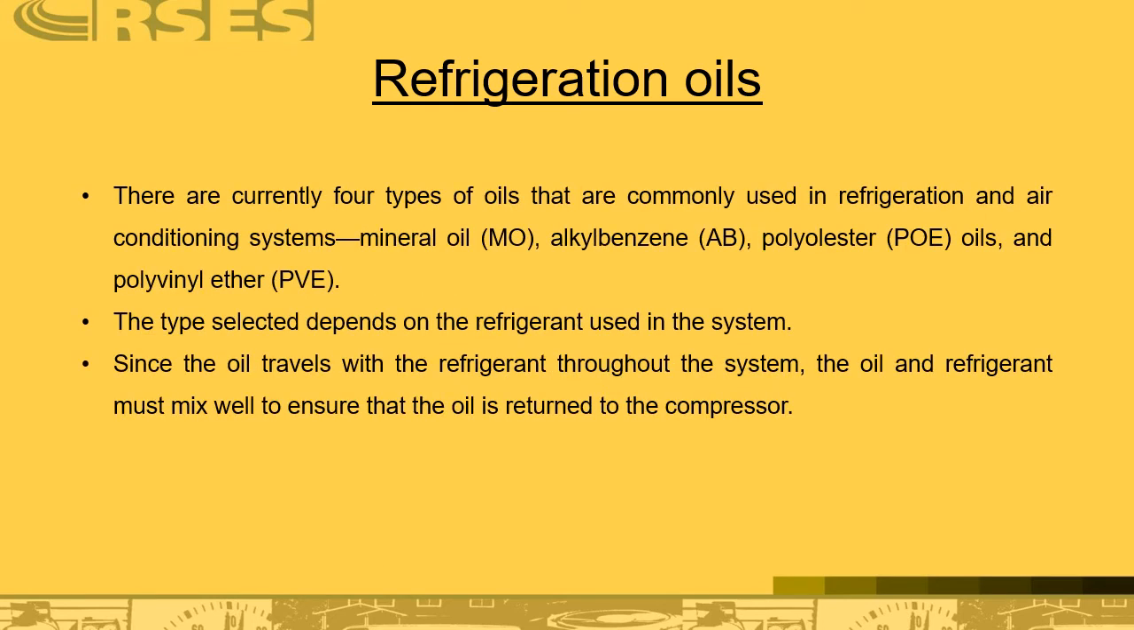Refrigeration oils. There are currently 4 types of oils commonly used in refrigeration and air conditioning systems. Mineral oil, which is pretty much being phased out. Alkyl benzene oil is still in use. POE is in wide use, and polyvinyl ether, PVE. I've not seen that. Which type is selected depends on the refrigerant used in the system. Since the oil travels with refrigerant throughout the system, oil and refrigerant must mix well in order to ensure that oil returns to the compressor.